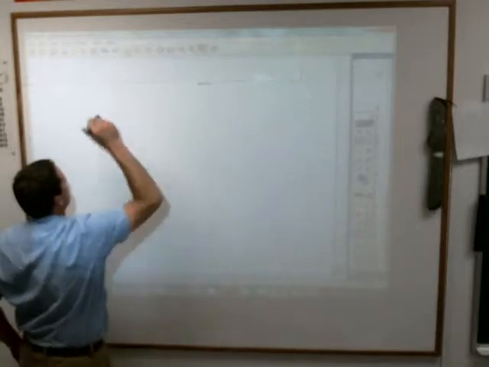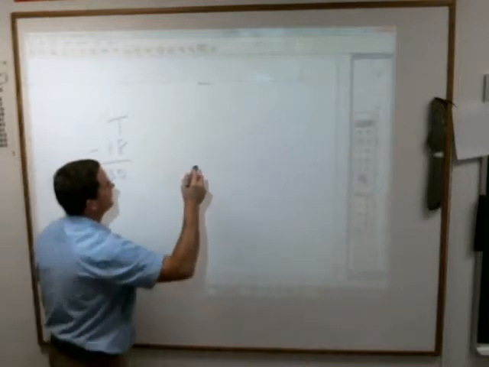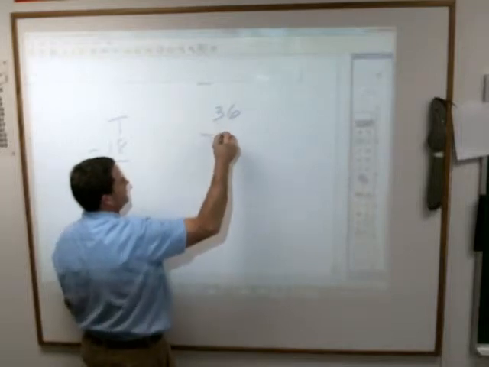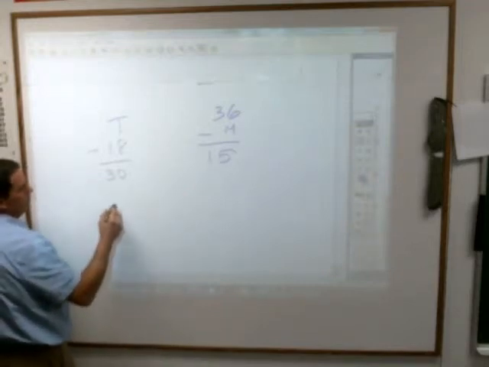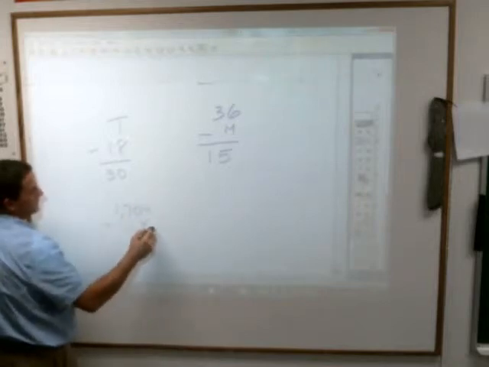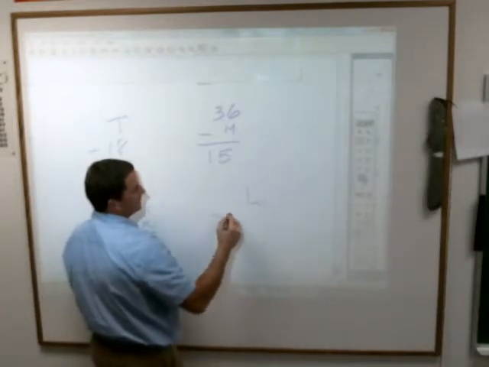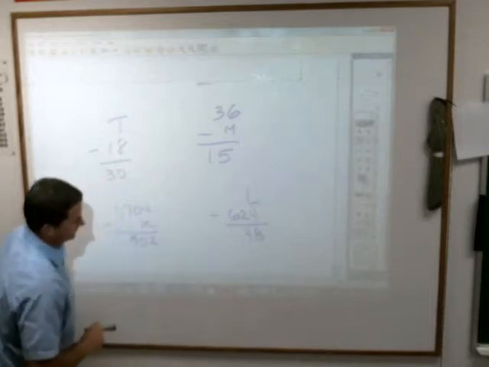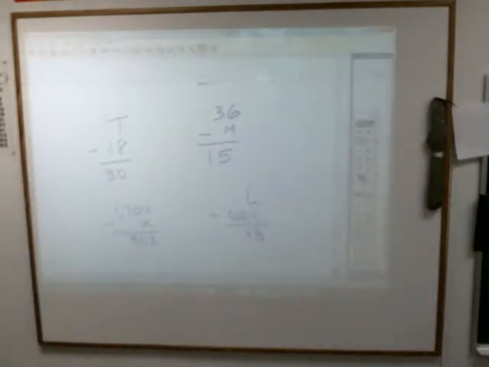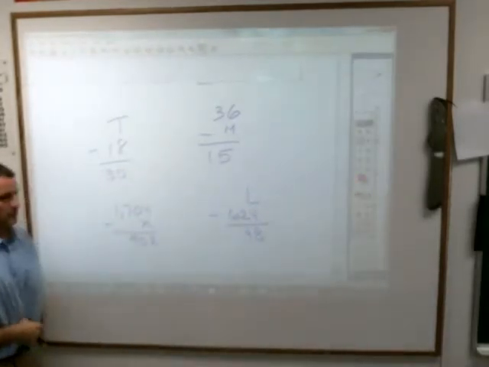Yeah. Let me give you a couple for you to try. Maybe we'll do 4 of them here. Let's see. T minus 18 is 30. 36 minus m is 15. 1,704 minus x is 902. And L minus 624 is 48. Go ahead, do those 4 problems. We'll see if anybody can get all 4 right off the bat. Hopefully you know your subtraction facts and addition facts pretty well. Otherwise you might have trouble.